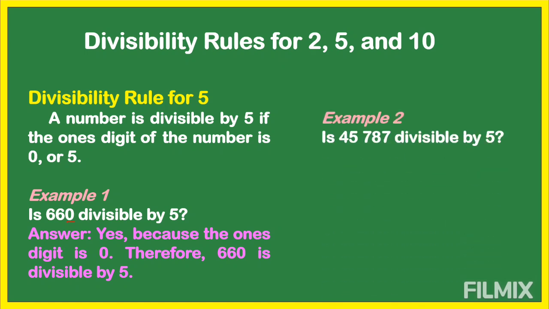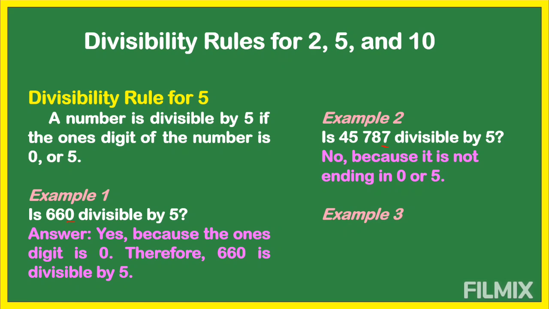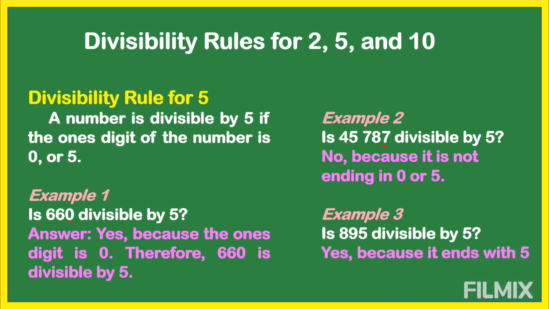Another example, is 45,787 divisible by 5? That's no, because it is not ending in 0 or 5. It ends with 7. Another example, is 895 divisible by 5? A big yes, because it ends with 5. That's the way we're going to know whether a number is divisible by 5 or not.